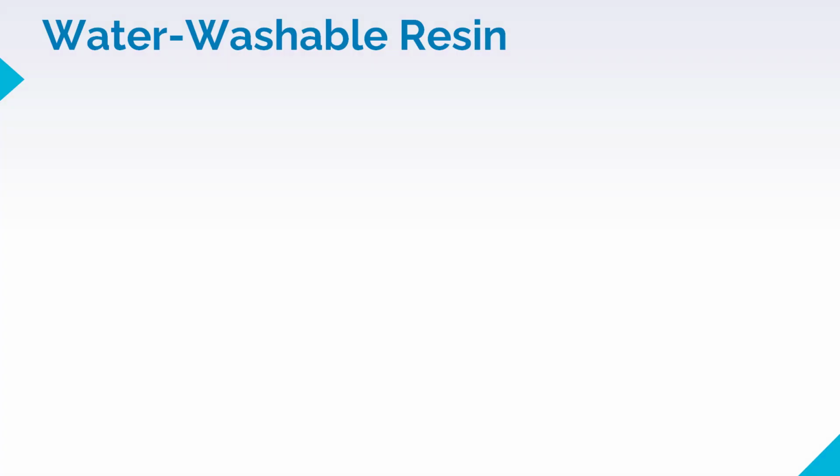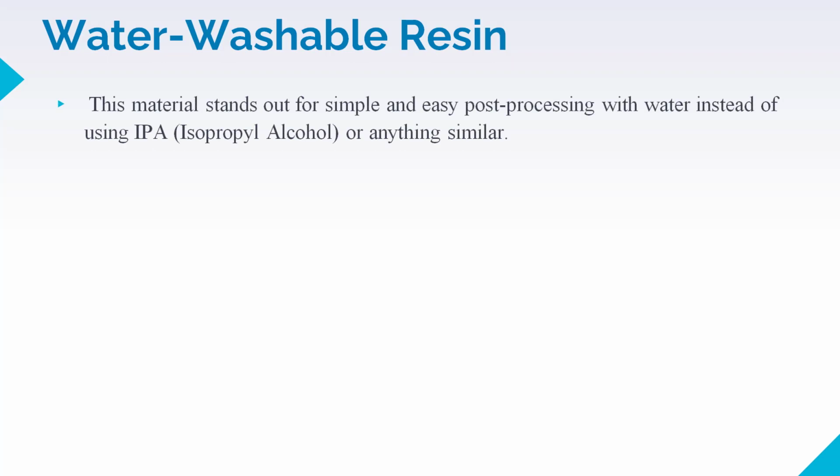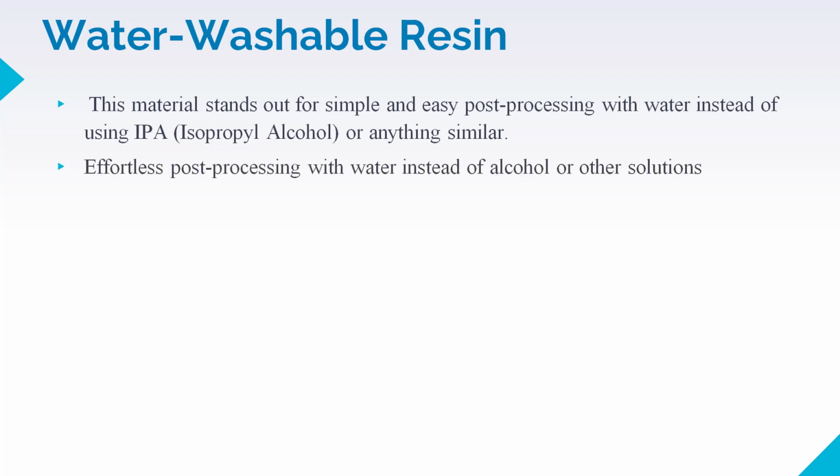Now the next is water washable resin. Again, it is clear from the name that this resin's supports can be removed by contact with water. This material stands out for simple and easy post processing with water instead of using IPA, isopropyl alcohol, or anything similar. With other resins, after the completion of our print, we need to do post processing, and in that post processing we use isopropyl alcohol or different alcohols to remove our support structure. But with this type of resin, you can remove your support structure by contact with water. So it is effortless post processing with water instead of alcohol or other solutions.